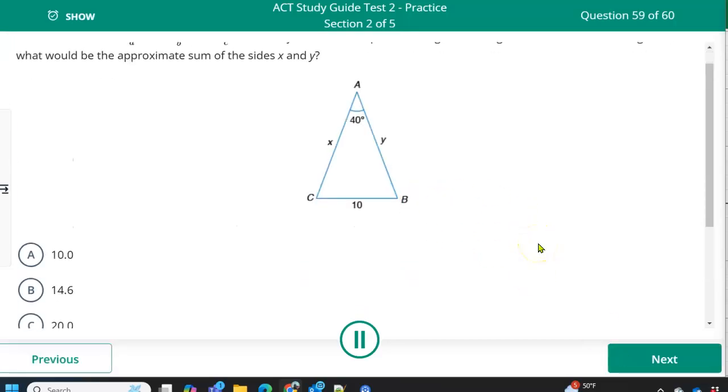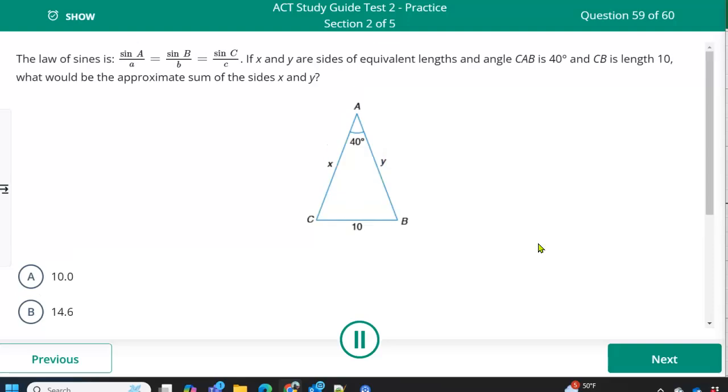All right, the law of sines. The law of sines is, well, what they're saying is that if you have a triangle, the sine of each angle relative to its opposite side, they're all the same. So the ratio of the sine of A to, in this case, 10, is equal to the ratio of the sine of B to X. It's equal to the ratio of the sine of C to Y. Now, if X and Y are sides of equivalent length, angle CAB is 40, CB is 10, what would be the approximate sum of the sides X and Y?